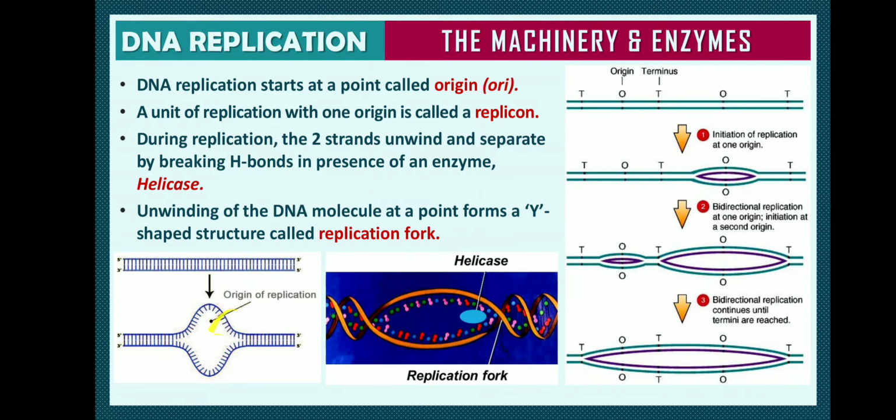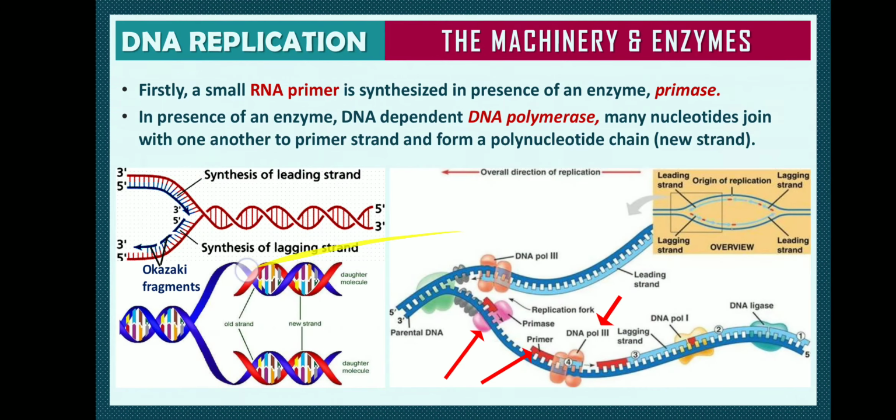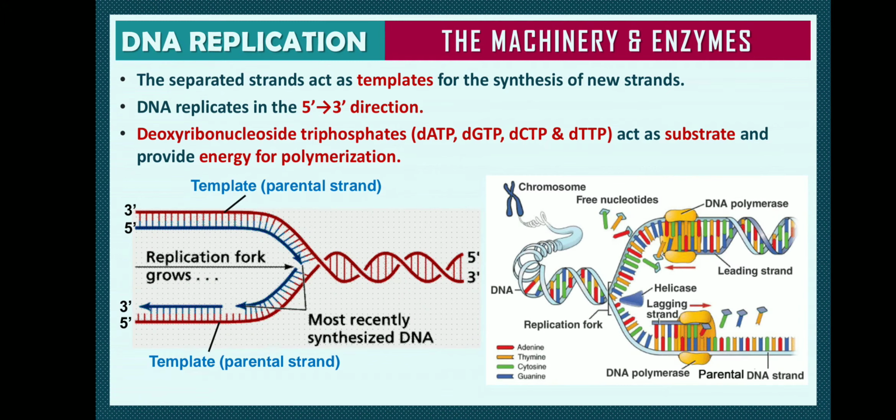At the origin, the enzyme helicase converts the double-stranded DNA into single-stranded DNA by unwinding it. Both the separated strands act as a template for the synthesis of new strands. This is the unwound DNA. The unwinding continues, and the replication fork is growing in this direction.